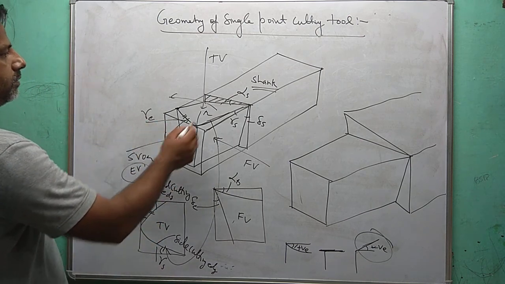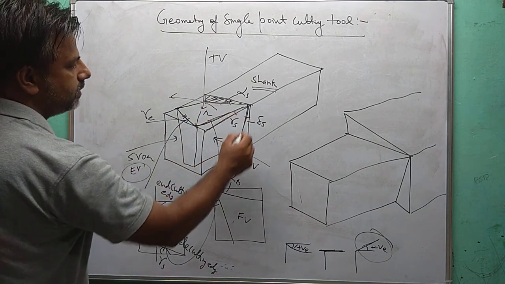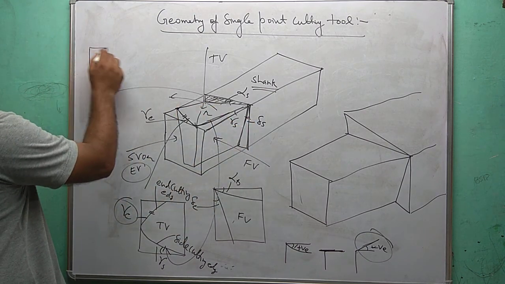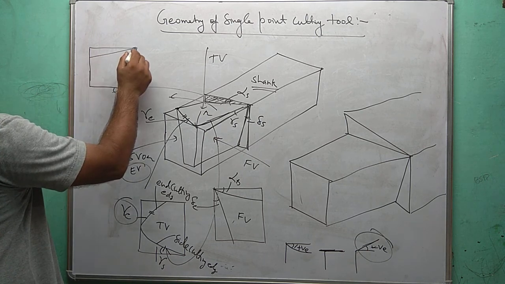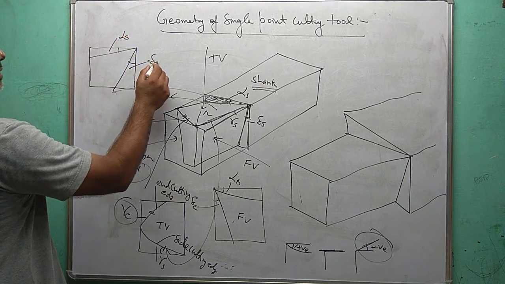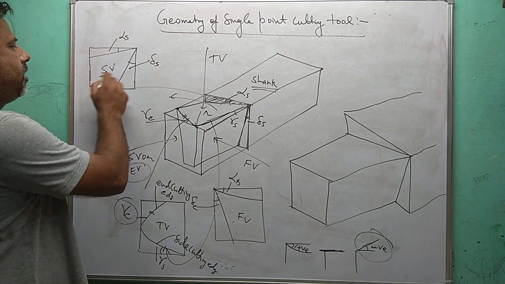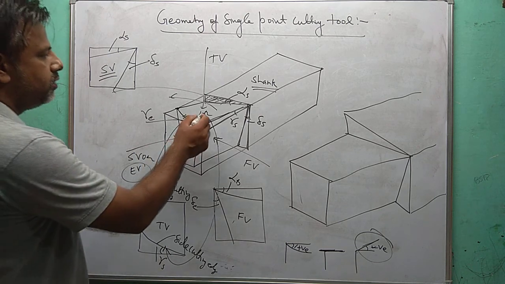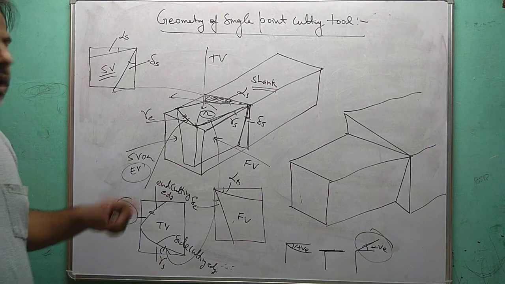In side view, you will see these two angles, one is this one, another one is this one. In side view, this is my side rake angle, and this is my side clearance angle. So how will you represent the order of these angles, including the nose radius, according to the American Standard Association?